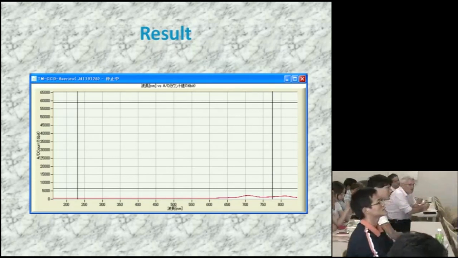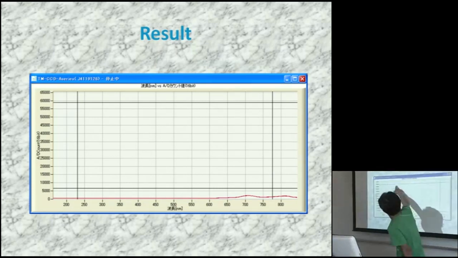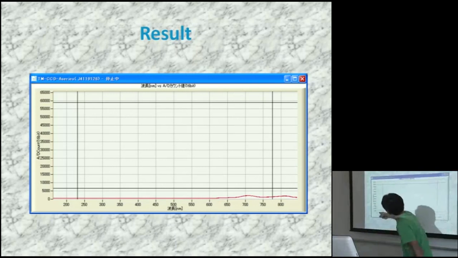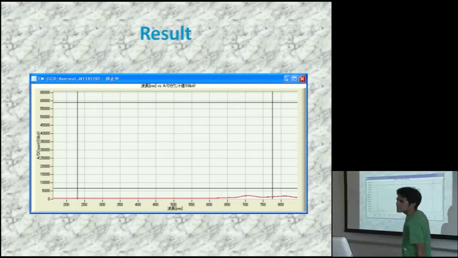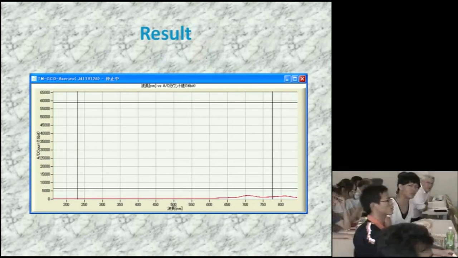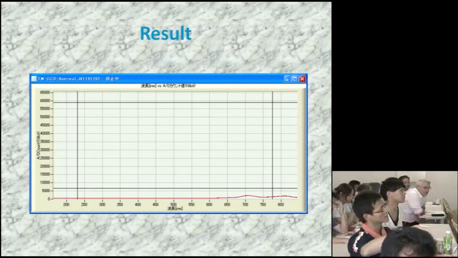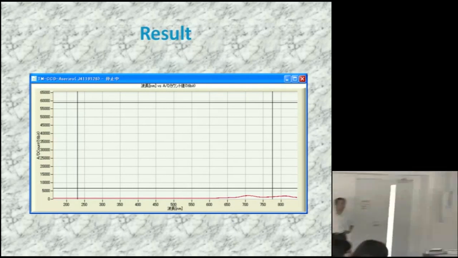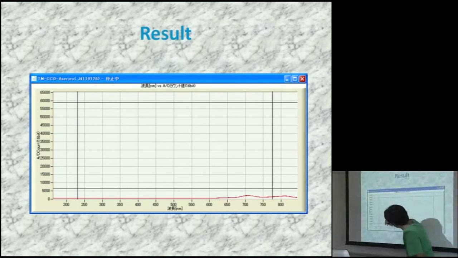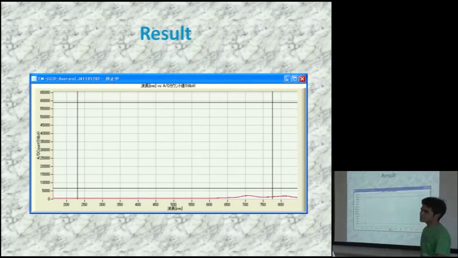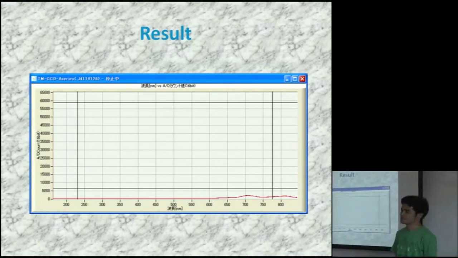Oh, I hope the line goes like this, round. Yes, round. A peak. A peak goes up, yeah, up in the UV region. Like this. That's my expectation.